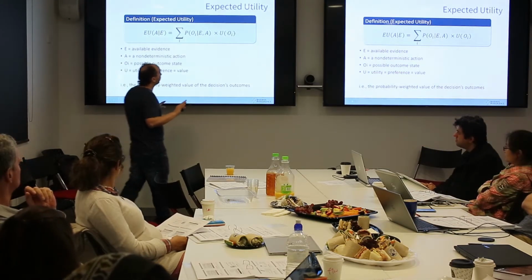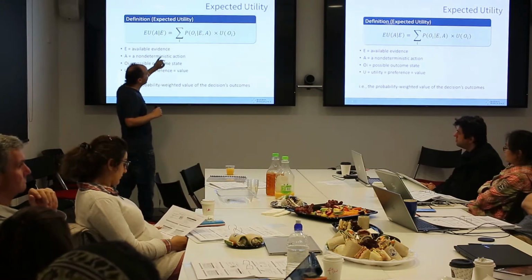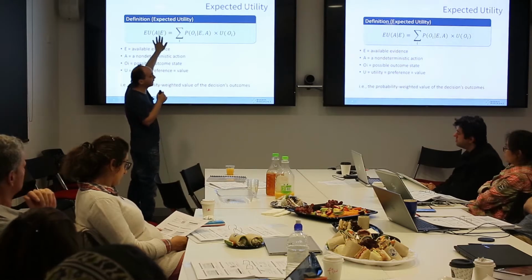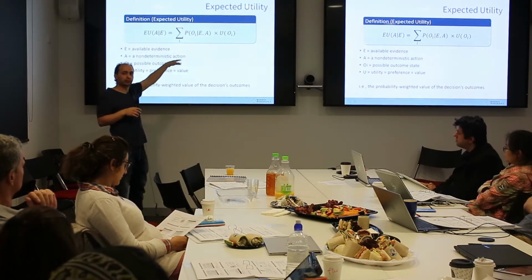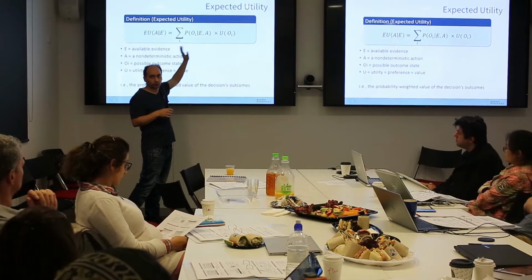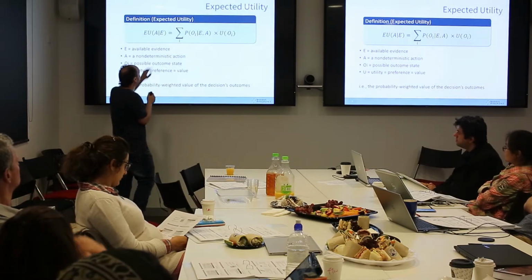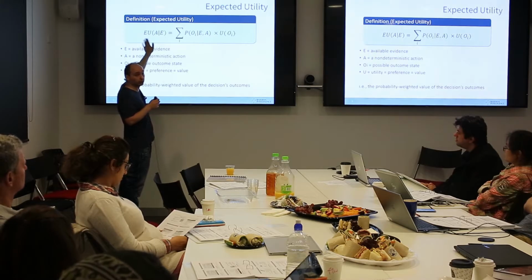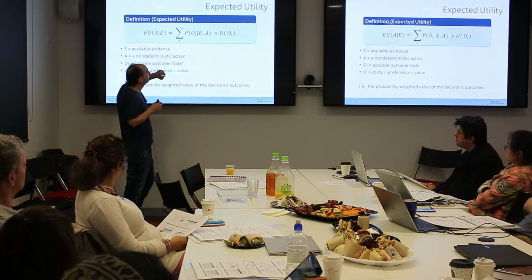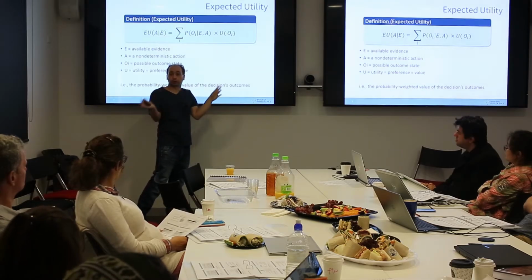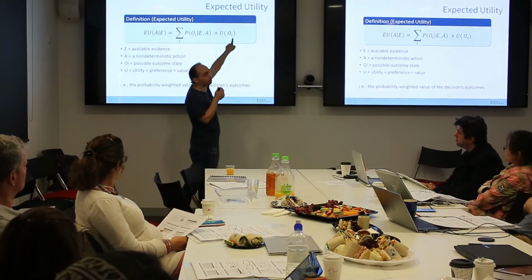Okay, not a problem. So what happens here is we say, if A is an action and E is a set of evidence, you can kind of ignore E here. We can pretend there's no evidence or that we've got some given set of evidence. It doesn't really affect things. But say we've got some action, so we're looking at the expected utility of some action. What we say is that there's a whole set of possible outcomes from that action. Okay, so these are the O_i.